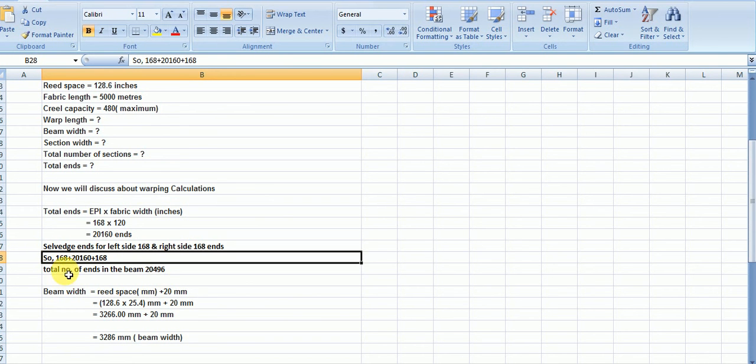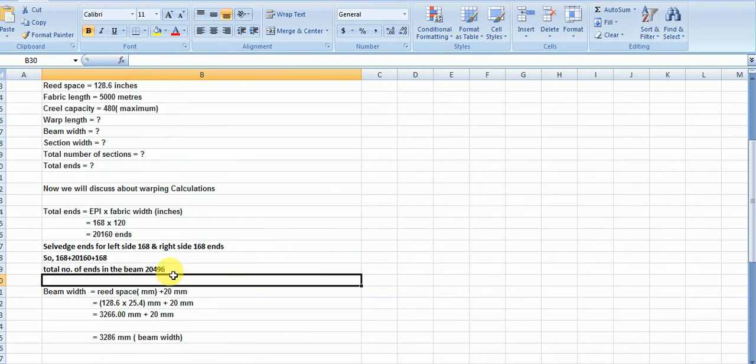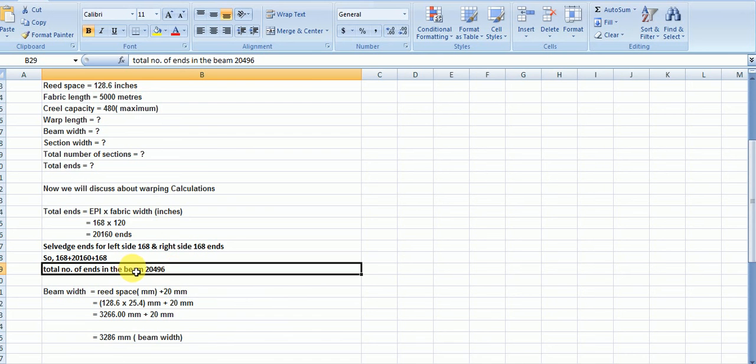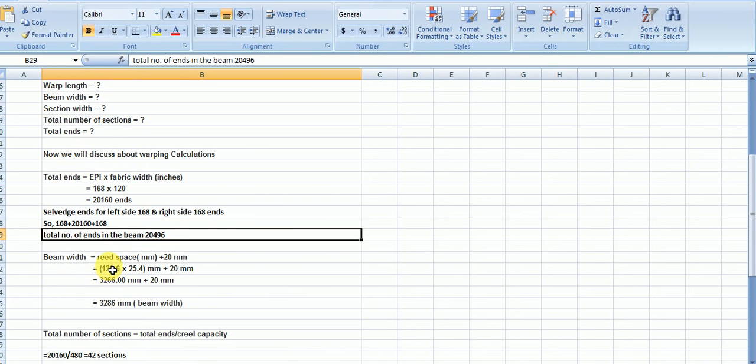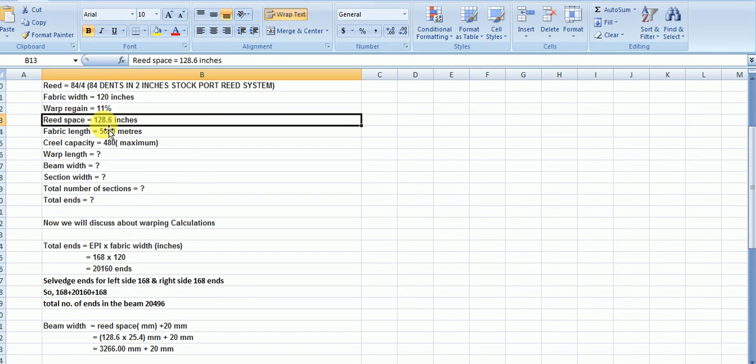Okay, the total number of ends in the beam will be 204960 ends we have to take in the loom, in the beam, sorry. Beam width, how do we calculate the beam width? Reed space in mm plus 20 mm extra. Here the reed space will be 128.6 inches multiplied by 2.54. 2.54 gives centimeters, which can be converted to mm also.